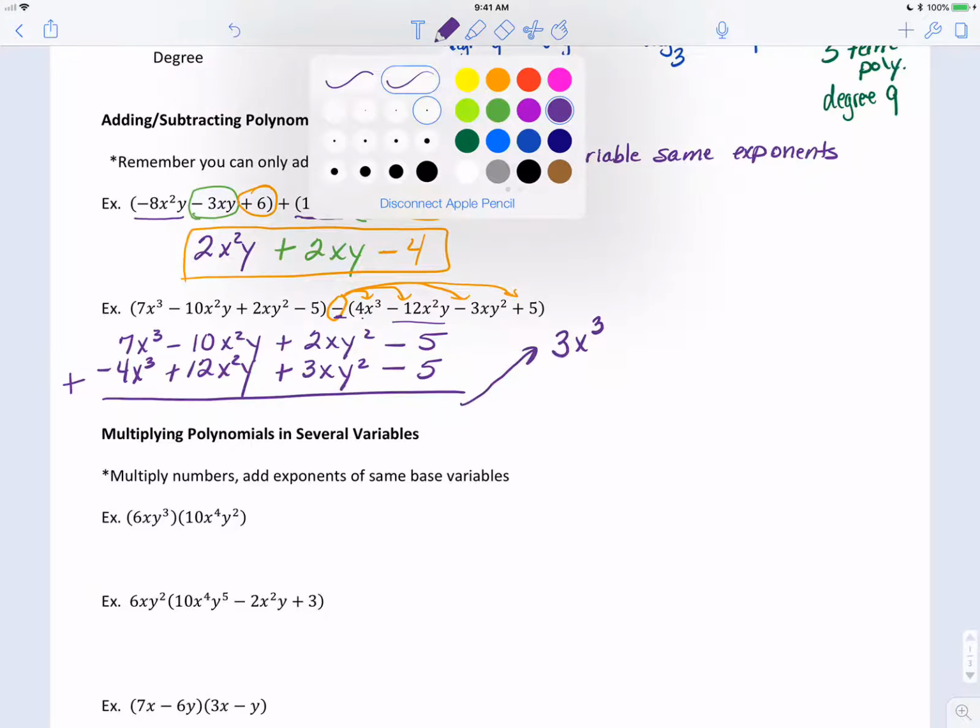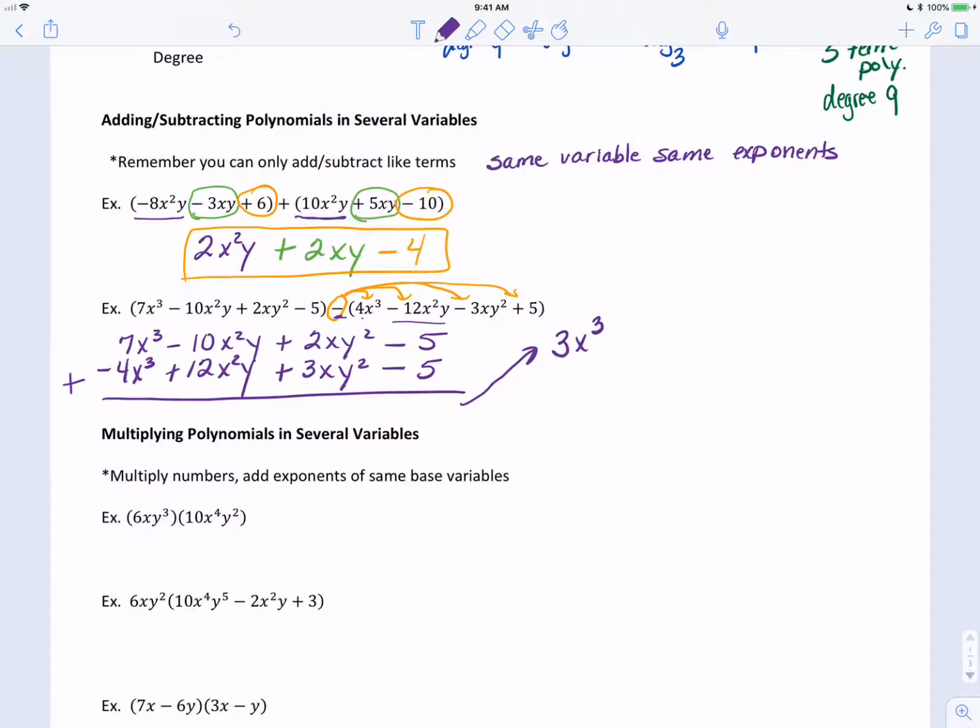So then we have the negative 10x squared y. And notice that's not the same as xy squared. Those are different terms because they're different exponents with different variables. So that gives us only 2x squared y. Then we have 5xy squared, and a negative 5 plus another negative 5 makes negative 10. So that's your final answer.